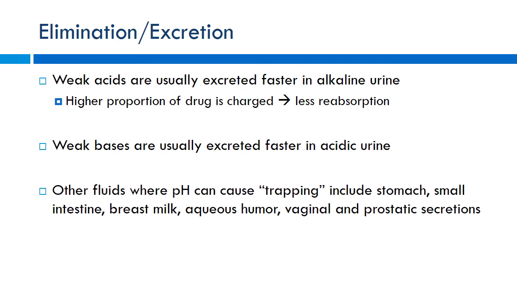And so what you can end up seeing is trapping of these substances based on pH changes. So that can include the stomach, small intestine, breast milk. So when we talk about things like pregnancy and lactation, you can see drugs actually being trapped in the breast milk because there's some changes in pH that happen between the bloodstream and the breast milk. Aqueous humor in the eye, vaginal and prostatic secretions. So all these things can affect where drugs are getting trapped based on changes in pH.